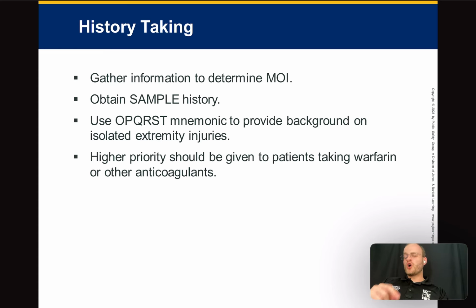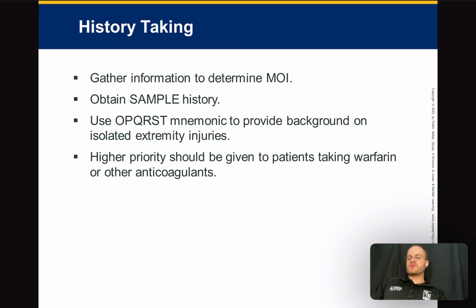Now, we use the OPQRST mnemonic to provide background and isolate injury, extremity injury. So onset, when did this happen? Provocation, what makes it better or worse? Quality of pain, is it dull, fire, pressure, stabbing, aching pain? Does it radiate? So is it radiating from their arm into their shoulder? What is the severity? So we ask the patient, pick a number between 0 and 10, 0 being no pain, 10 being the worst pain ever. What would you rate your pain right now? Okay. And T, time, when did this begin?